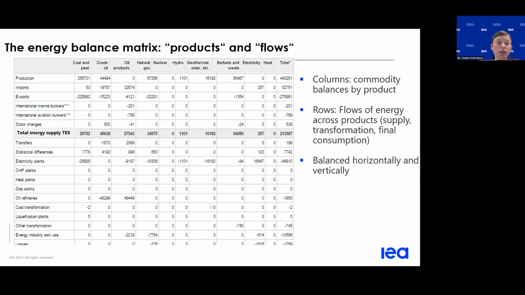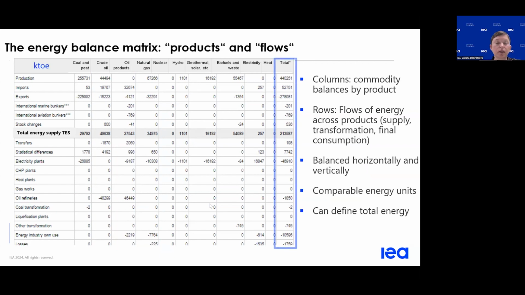So you will see that we have at the end, the last column is a column called total. So that's the column that sums up across all the products. And so that gives us, for example, an idea of what's total energy production in the given country or what's total trade, etc.